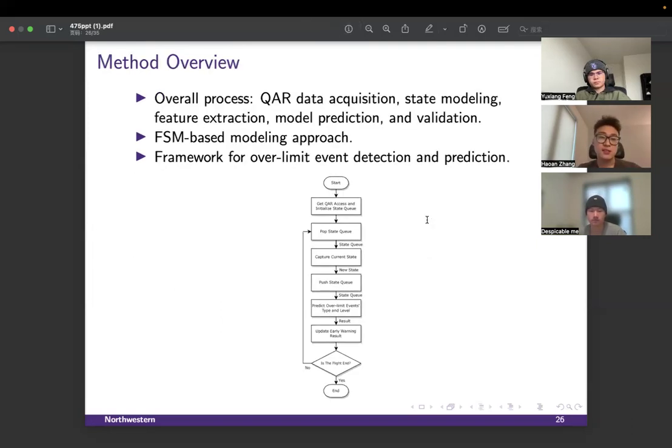And now we talk about the method overview. Let's take a look at the overall process of our method, which consists of 5 steps. First of all, we need to extract the flight-related data from the flight records. And then we need to use the FSM to construct a state queue. Next, we need to extract the key features like the altitude, angles, and accelerations. And next, we need to use the random forest model for prediction. And finally, we evaluate the model's performance using the experimental data.